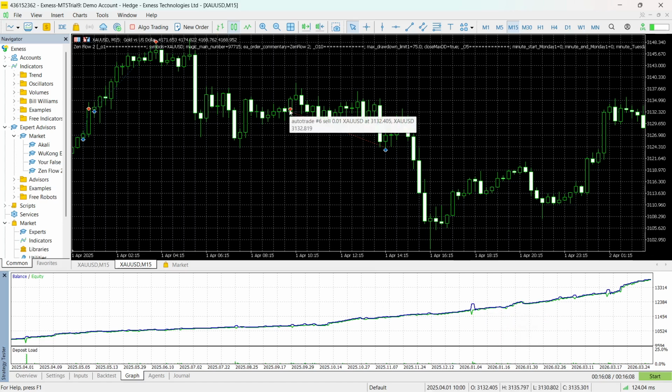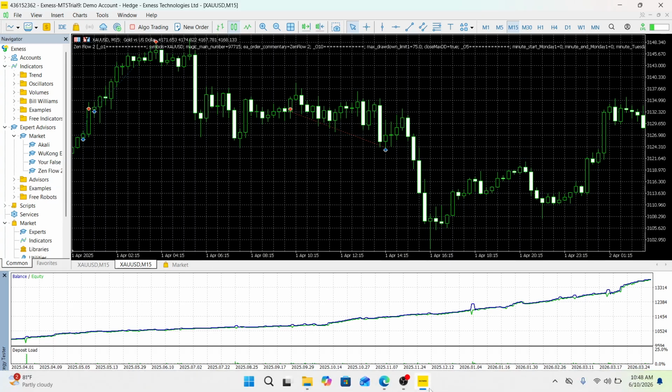You can see an example of the trade it takes on the charts, where it took a sell here and then closed the trade over here in a profit of $8.23. All right, so that's basically it for the backtest. So let's go back to the developer's page.